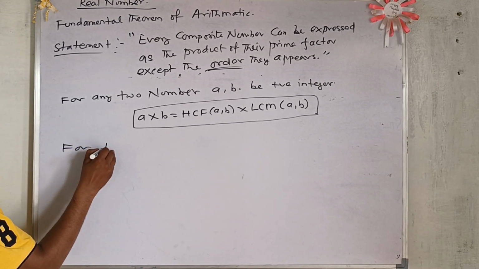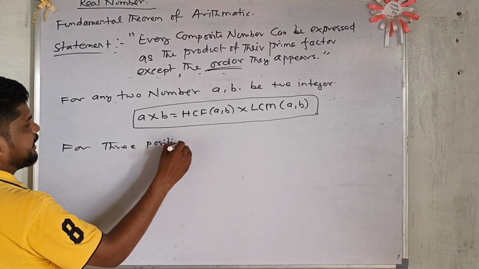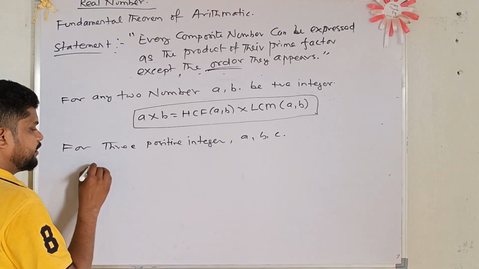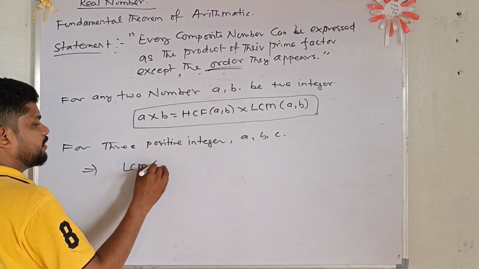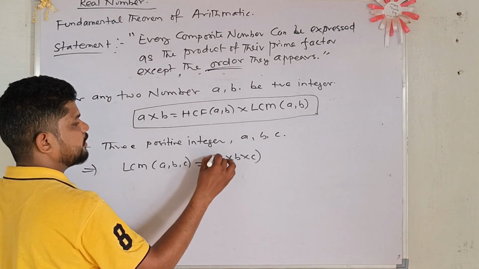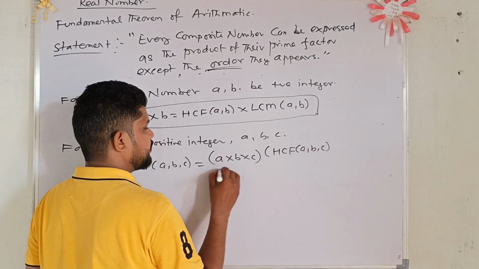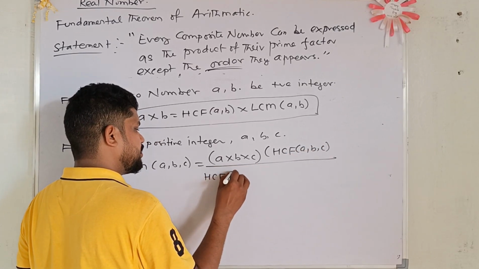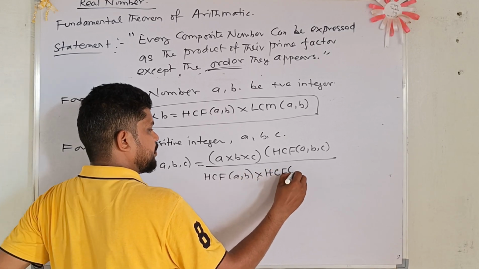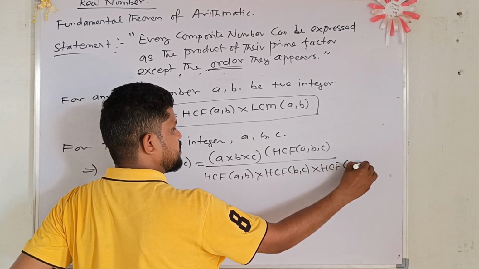For 3 positive integers A, B, C, we have a formula that LCM of A, B, C is equal to A into B into C into HCF of A, B, C divided by HCF of AB into HCF of BC into HCF of CA.